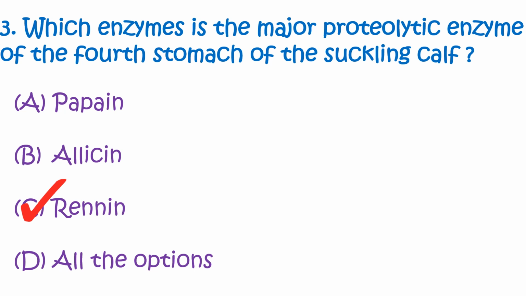So this enzyme normally converts the protein part of the milk, which is the casein, into the simpler casein compounds. So the other enzymes like the papain enzyme, it is also a proteolytic enzyme, but it is present in plants such as the papaya. Allicin is not an enzyme, but it is a compound which is present in garlic. The enzyme here is the alliinase enzyme, which converts alanine into allicin. So here our correct option is renin enzyme.